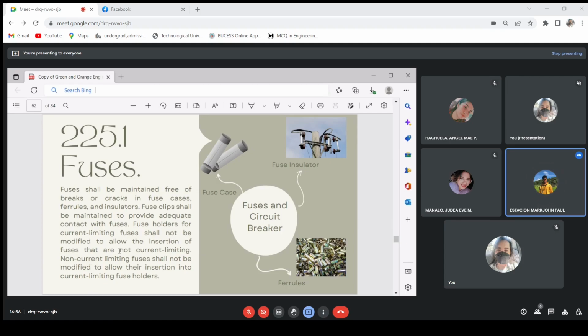225.1 Fuses shall be maintained free of breaks and cracks in fuse cases, ferrules, and insulators. Fuse clips shall be maintained to provide adequate contact in fuses. Fuse holders for current limiting fuses shall not be modified to allow the insertion of fuses that are not current limiting. Non-current limiting fuses shall not be modified to allow their insertion into current limiting fuse holders.